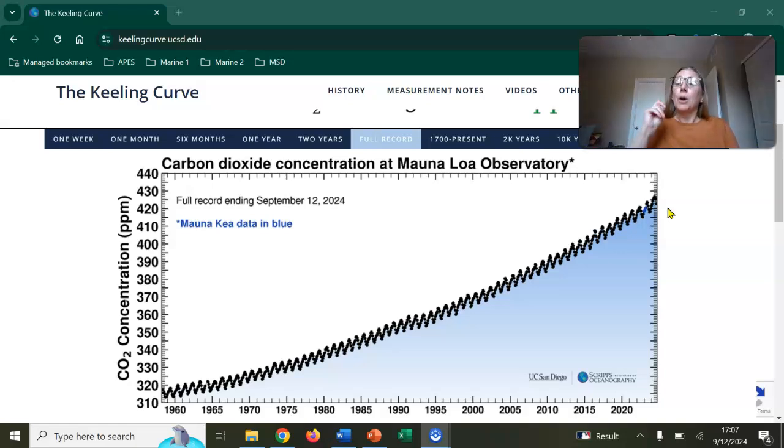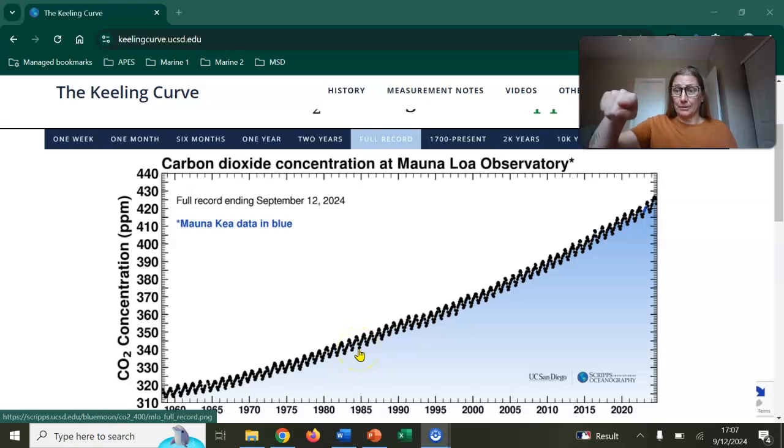What College Board likes to point out on this particular graph is that fluctuation. You can see that there are high points for every year and also low points. So the graph is going up and down, up and down, up and down. And I would definitely recommend that you understand why that happens. It's basically a function of seasons.